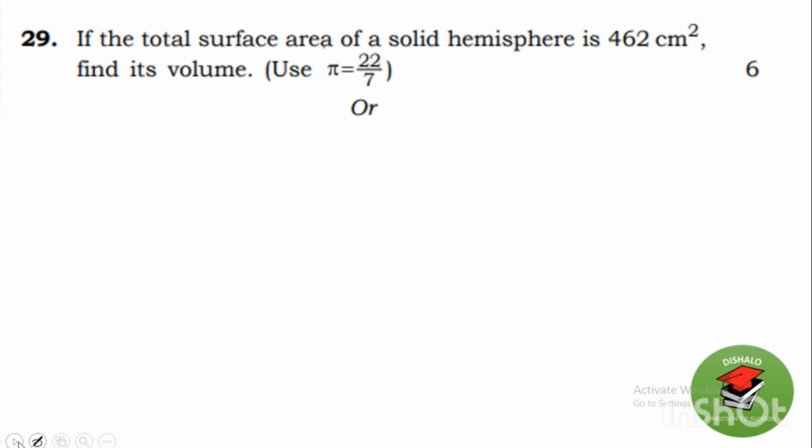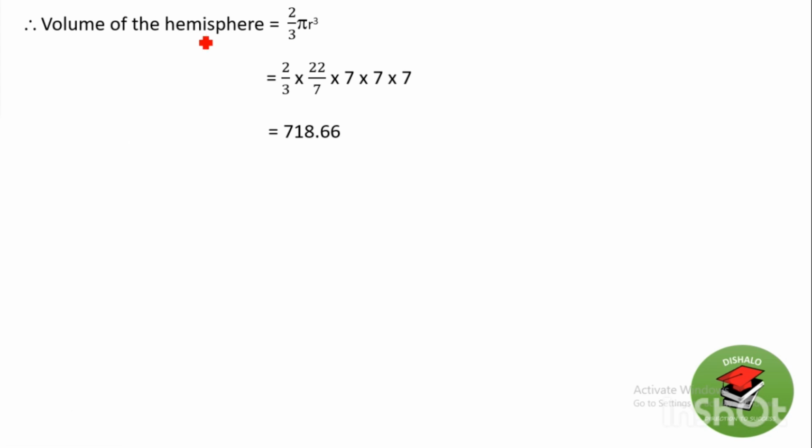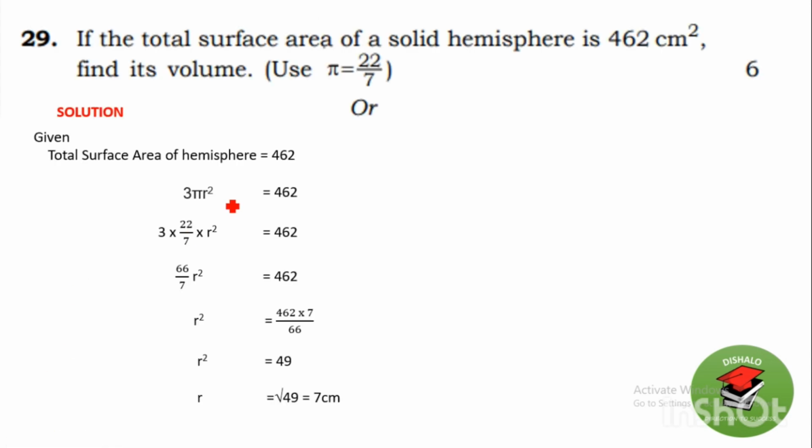Then, the total surface area of a solid hemisphere is given, and you have to find its volume. The total surface area is 462. The volume of the hemisphere formula is 2 by 3 pi r cube, but we don't know what r is. It is not given in the question. What is given is the total surface area. The total surface area formula is 3 pi r square. So 3 we know, pi we know, and total surface area we know. From here we can find r.